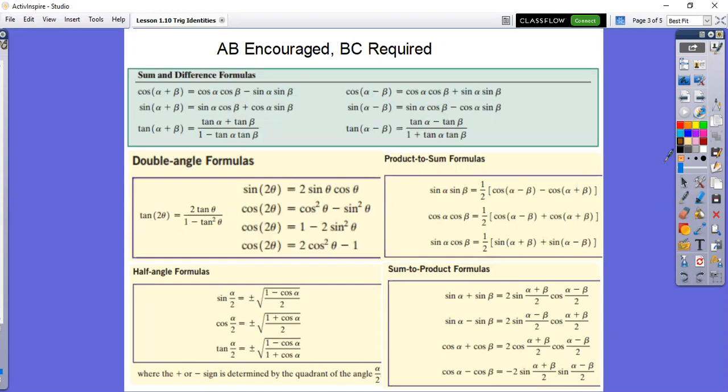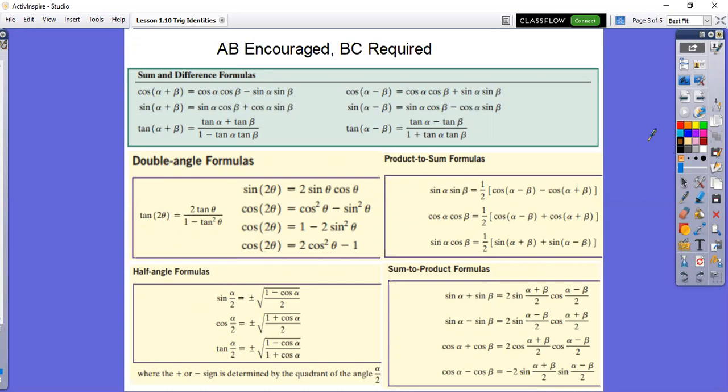These are encouraged to know for AB. In BC, you're going to be required to know these, especially when we get to different kinds of integrals that have to deal with trig functions. These are going to really help us rewrite trig functions. So these sum and difference formulas, double angle, half angle, product to sum. For AB, you were highly encouraged to know these. BC, you will need to know these identities.